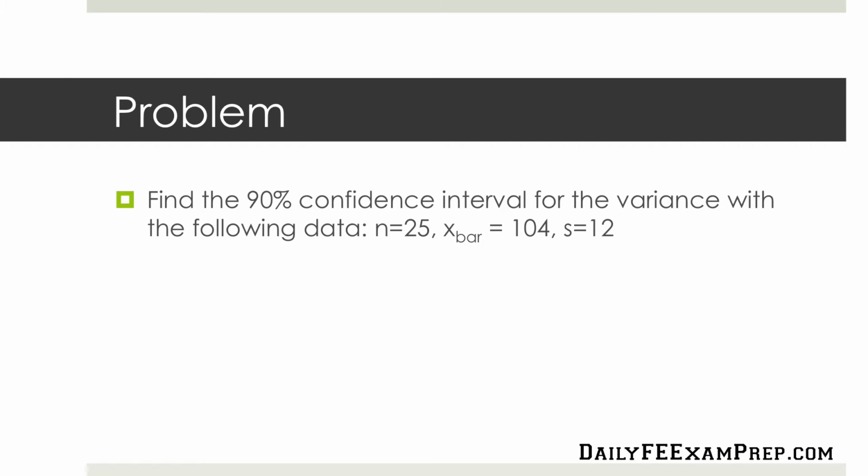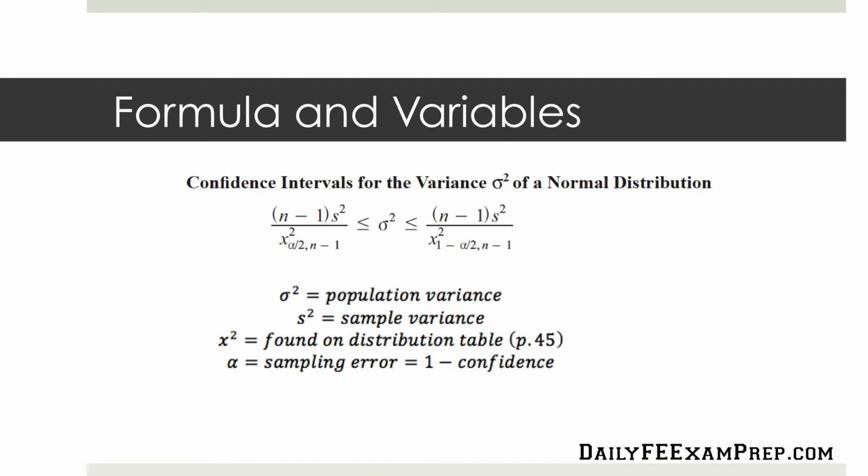Now, the problem that she wanted me to help her out with was: find the 90% confidence interval for the variance with the following data. n is equal to 25, x bar is equal to 104, and s is equal to 12. Now, s obviously is the sample standard deviation. So the formula and variables that we're going to be using are listed here below.